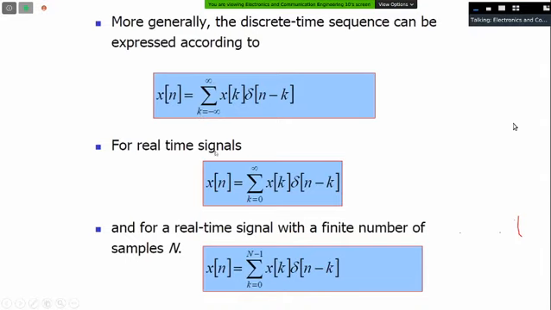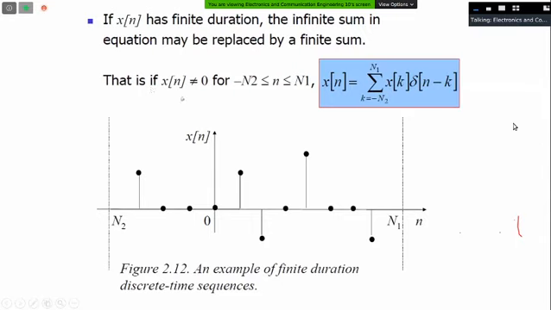Now, for real time signals, we can take the k values as k equal to 0 to infinity. And for a real time signal with a finite number of samples, we can express x[n] by x[k] going from 0 to capital N minus 1. What I'm trying to do is come to the formula of convolution. All right. Now, if it is a finite sum, I can also express x[n] from minus n2 to n1 like this. Right.